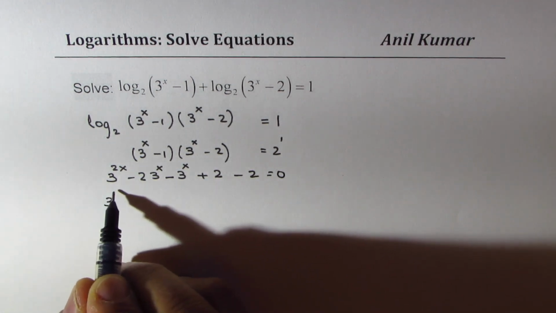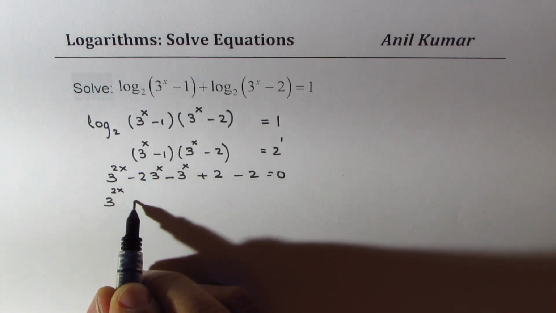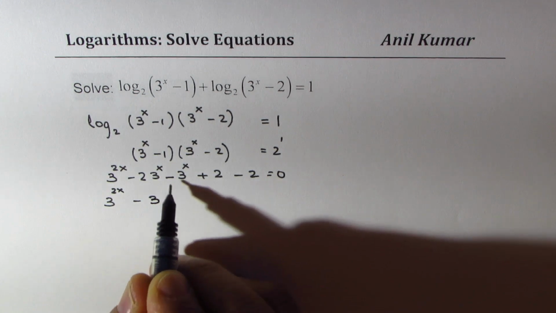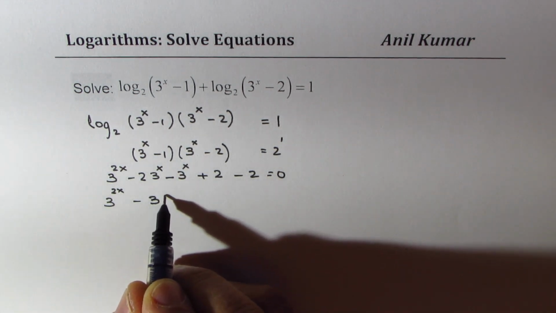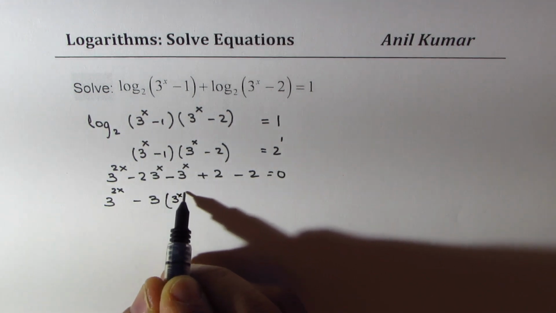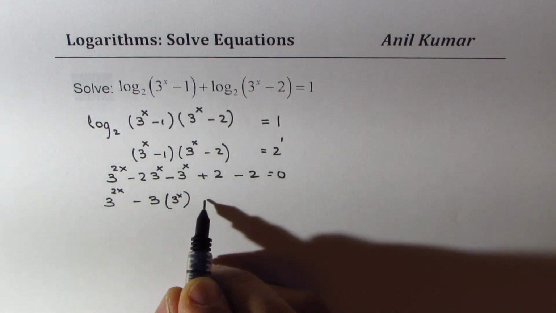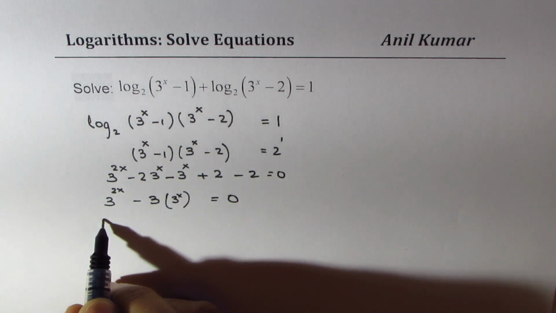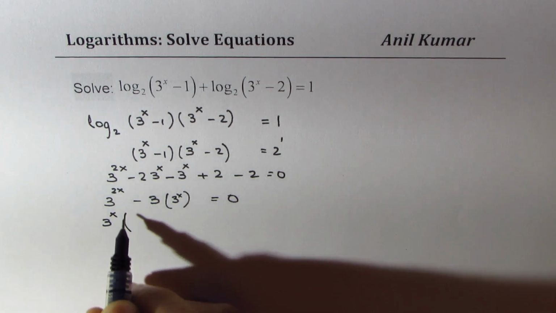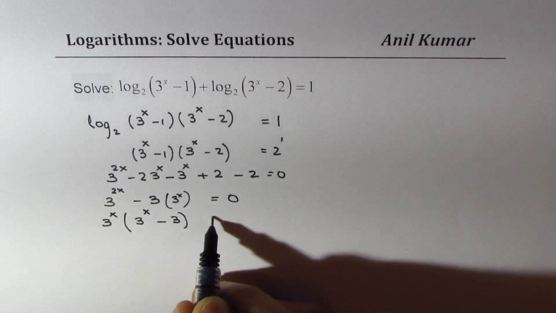So that makes an exponential equation in quadratic form. Minus 3, because both are negative, times 3 to the power of x, and that is 2 minus 2, which is 0, equals to 0. Now I can take 3 to the power of x as common. So we have 3 to the power of x common. So we're left with 3 to the power of x minus 3 equals to 0.